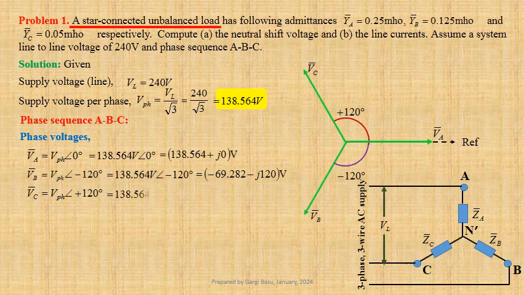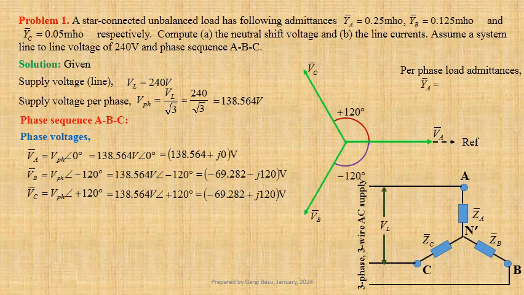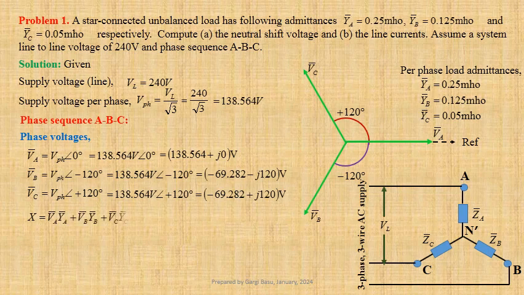VC equals V phase at an angle plus 120 degree, that is 138.564 volt at an angle plus 120 degree. In Cartesian form, this may be written as minus 69.282 plus j times 120 volt. Given per phase load admittances YA equals 0.25 mho, YB equals 0.125 mho, and YC equals 0.05 mho. Let us now determine X equals VA into YA plus VB into YB plus VC into YC.